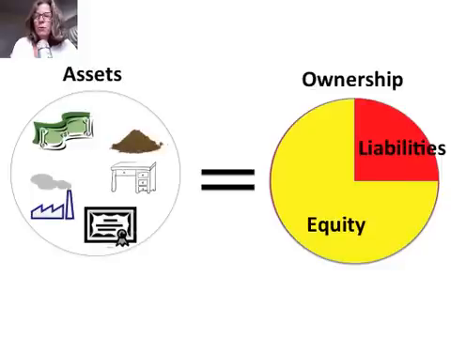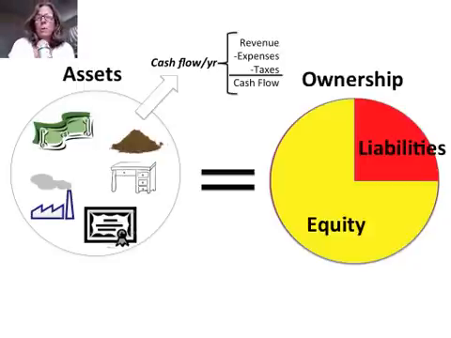Now we're going to look at how this relates to cash flow and to the value of the firm, the value of the stock price. So we want to look at the assets, and every year the assets generate an amount of cash flow, and that cash flow is the revenue minus the expenses, which is the profit, and then you also take out taxes. So that will be the cash flow from the assets. That's what comes off the assets every year.